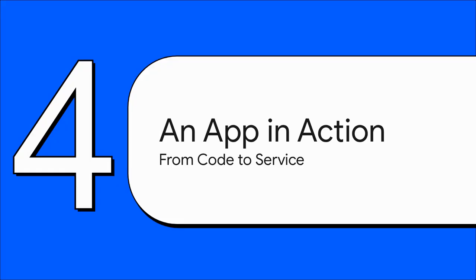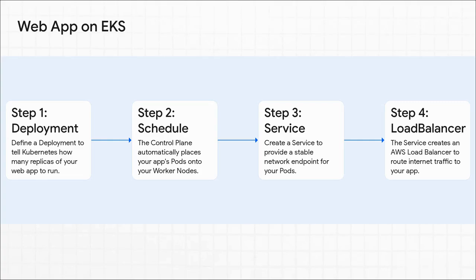All right, theory is great, but let's make this real. How do all these pieces actually come together to get a web app running and visible on the internet? Let's just walk through it. So first you create what's called a deployment. You just tell Kubernetes, hey, I want 3 copies of my web app running at all times. That's it. The control plane, the brain, sees that request and automatically finds space for 3 pods on your worker nodes.